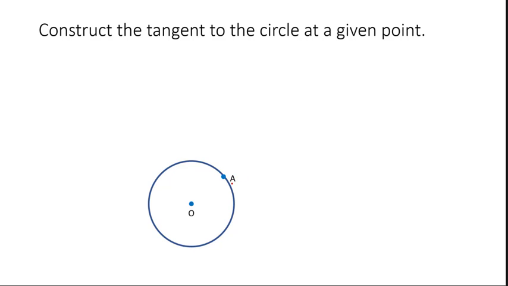So our objective is we're trying to construct a tangent line through point A right here. And remember, a tangent line is a line that will touch just at that one point. So it's going to look something like this. Not the best line, but it's going to be tangent, or touching, just at this one point. So the question is, how do we construct that using only a compass and a straight edge?